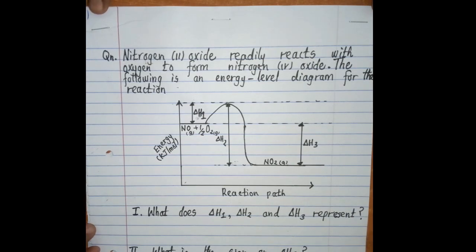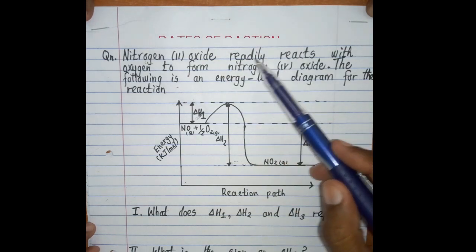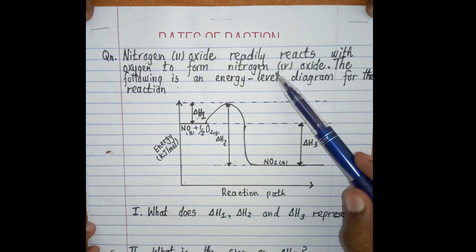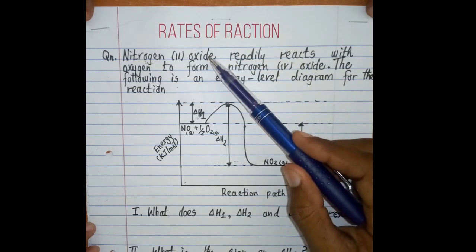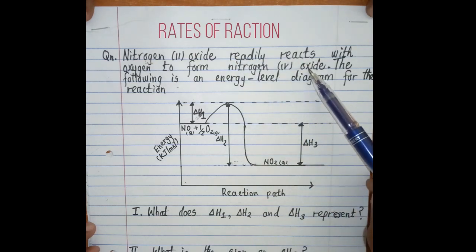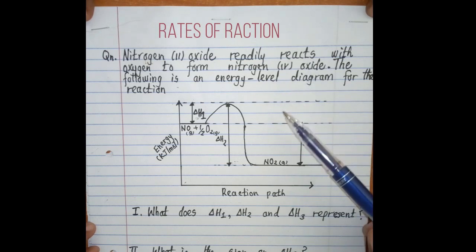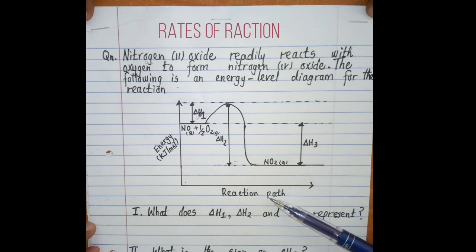It says nitrogen(II) oxide readily reacts with oxygen to form nitrogen(IV) oxide. So the reaction that's taking place there is nitrogen(II) oxide plus oxygen gas leading to formation of nitrogen(IV) oxide. Now that reaction, if it is represented on an energy level diagram, this is how it will look.